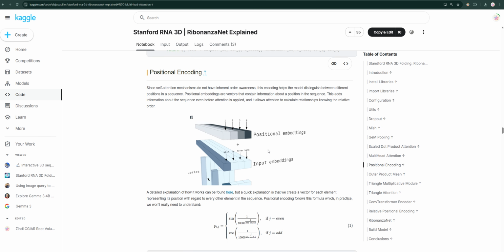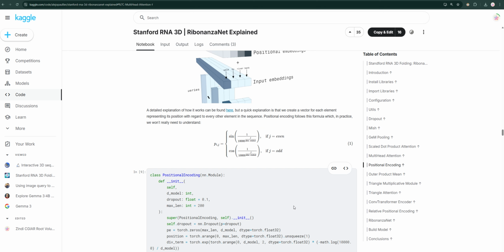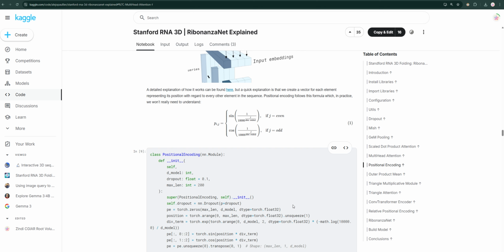If you scrambled the positions of the nucleotides, the basic attention mechanism would give you the same result. That's why we need positional encoding, which adds information about position to each element in the sequence. The implementation uses the standard sinusoidal encoding from the original transformer paper, which creates unique positional vectors using sine and cosine functions of different frequencies. This helps the model distinguish between different positions in the RNA sequence and understand the relative ordering of nucleotides.